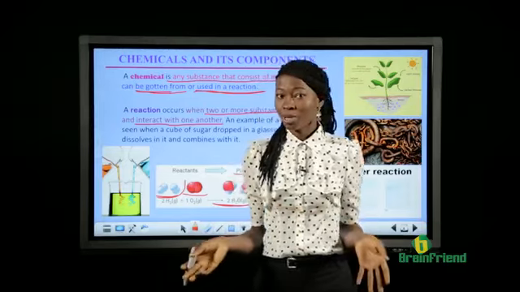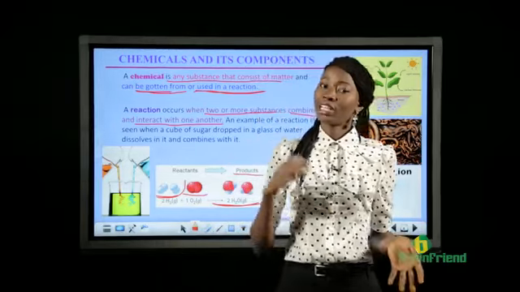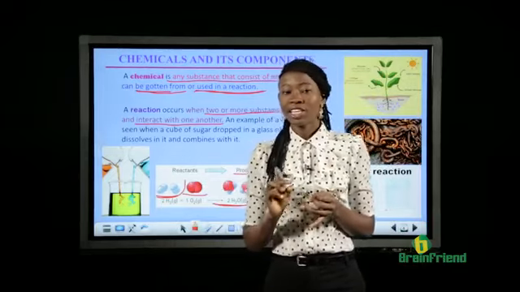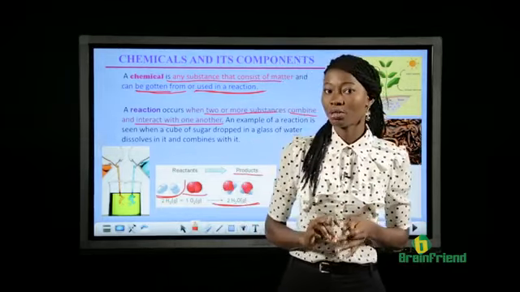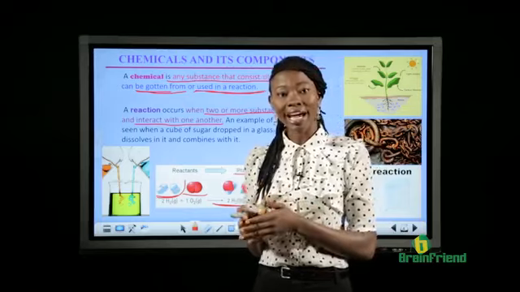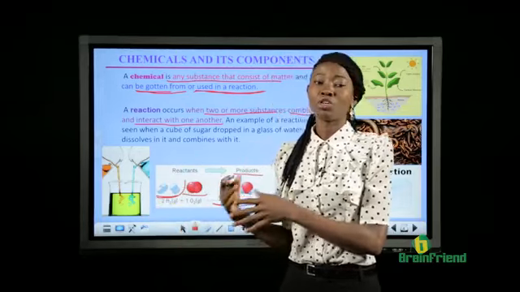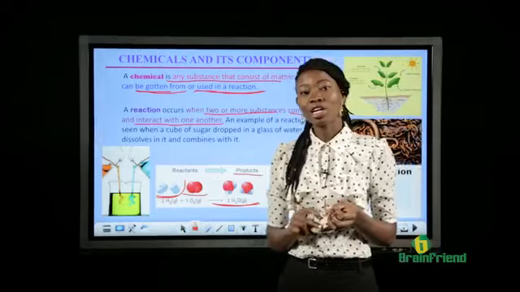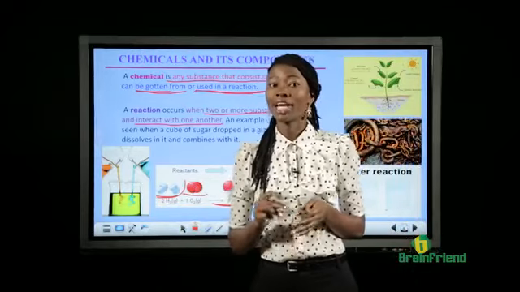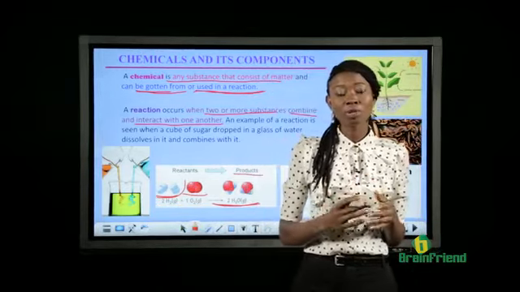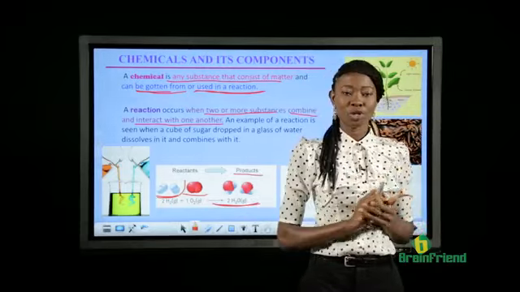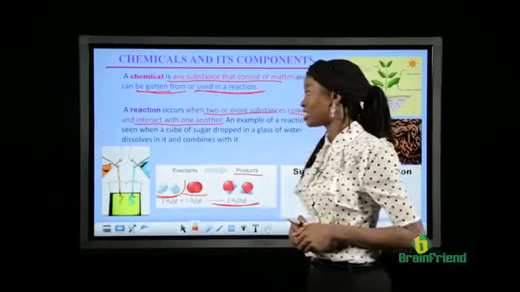Do you understand what a chemical is now? I'll take that again. A chemical could be a liquid substance, solid substance, or gaseous substance that has the ability to combine with another substance to give us a product. Or a solid substance, a liquid substance, or a gaseous substance that can be formed from the combination and interaction of other substances. Don't forget this.